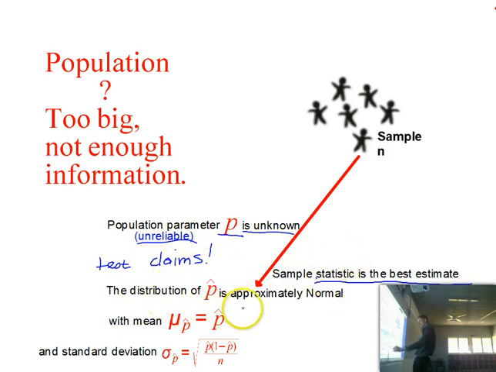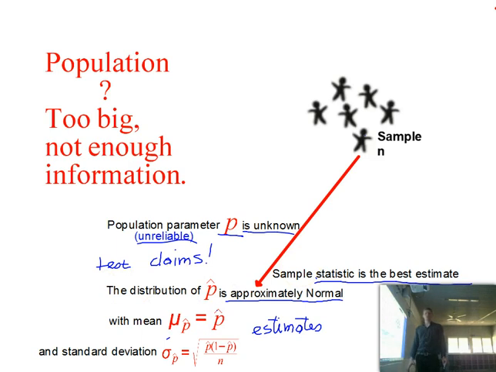So the distribution of p hat is approximately normal, as long as that's still satisfied, as long as the sample is large enough. Then the mean of our sampling distribution is in fact the sample proportion, and our standard deviation uses the sample proportion in the formula. These are just approximate values, these are estimates. So when we don't know the population parameters, we have to use the sample statistics.